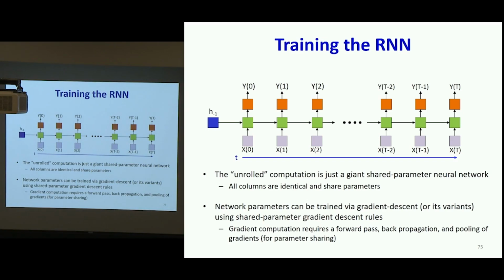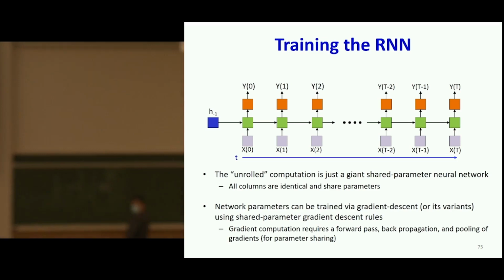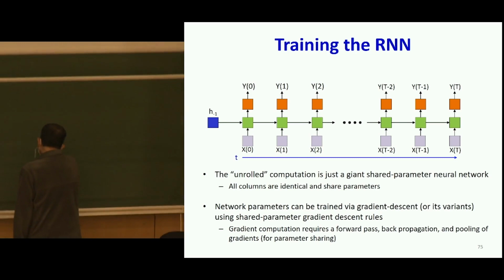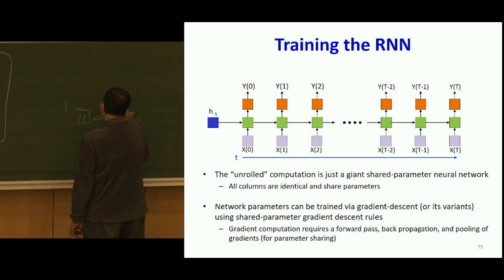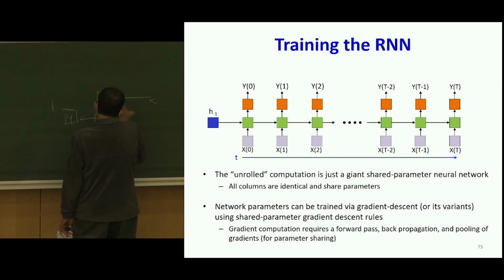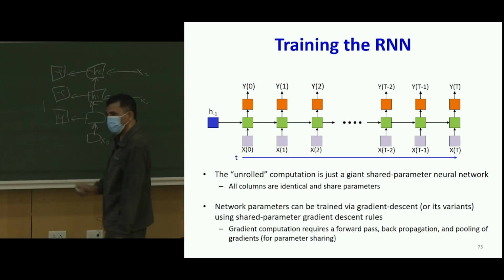This unrolled computation is just a giant shared parameter network, correct? Every column is identical to every other column, but just drawing it in this manner might fool you. So let me draw this differently. I can say x0 goes into h0, this goes into y, this goes into h1, and this is x1, y, h2, x2, y. When I draw it in this manner, this just looks like one giant deep network, does it not? Going from the beginning to the end. So if you lay it down on its side, you would see the network in the proper manner. This is just one giant network with shared parameters because every one of these is exactly the same.